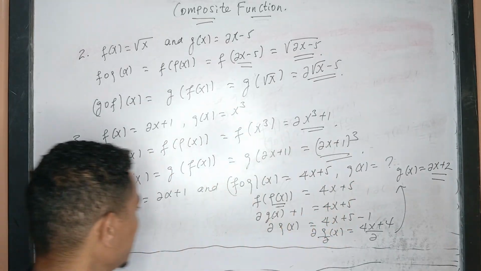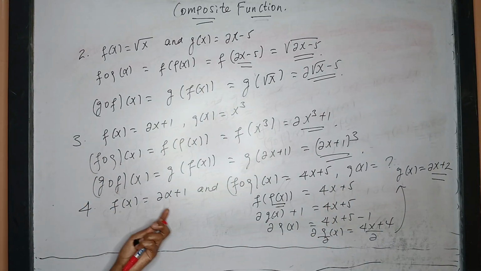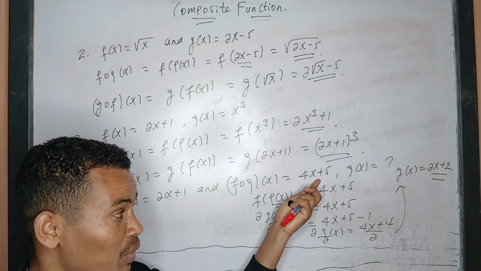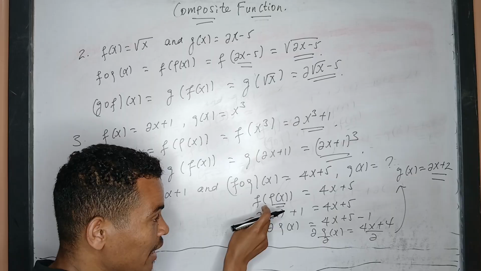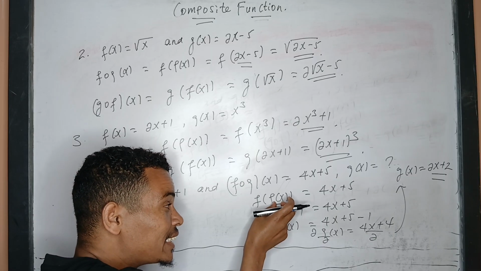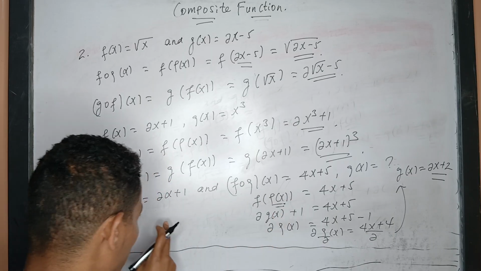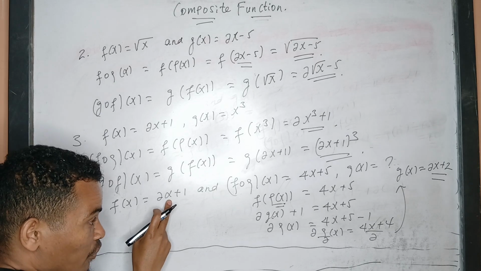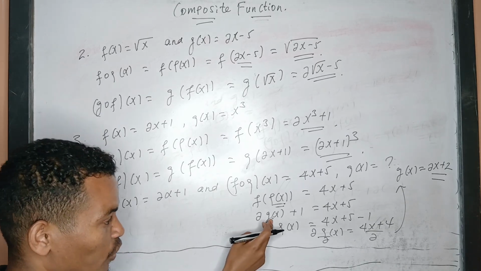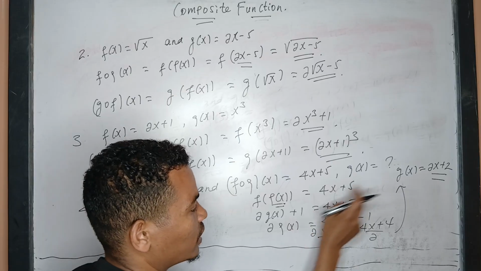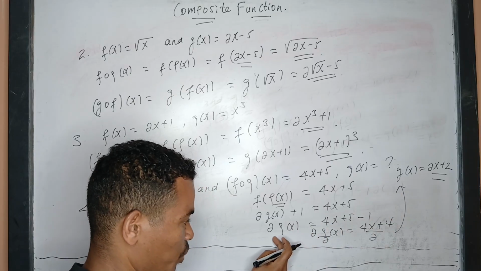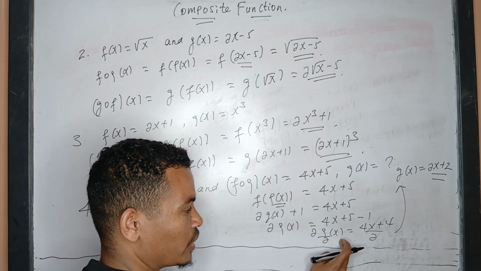So here f of x is equal to 2x plus 1 and the composition function is 4x plus 5. Our aim is to find g of x. f of g of x means inserting the function g of x into f of x, which is 2x plus 1. So in place of x we substitute g of x. That is 2 times g of x plus 1 is equal to 4x plus 5. Then we transfer the 1 over, and it becomes 4. Both sides divided by 2.